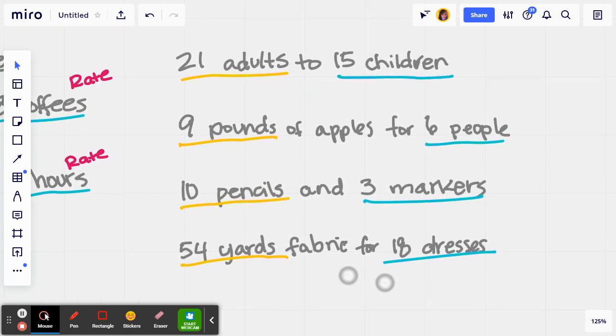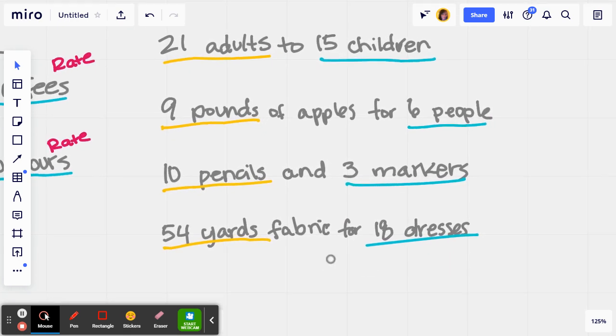Okay, we've got 4 more problems to do here. 21 adults to 15 children. Can you please set up a rate or ratio, whichever one it is, and then see if you can simplify it.